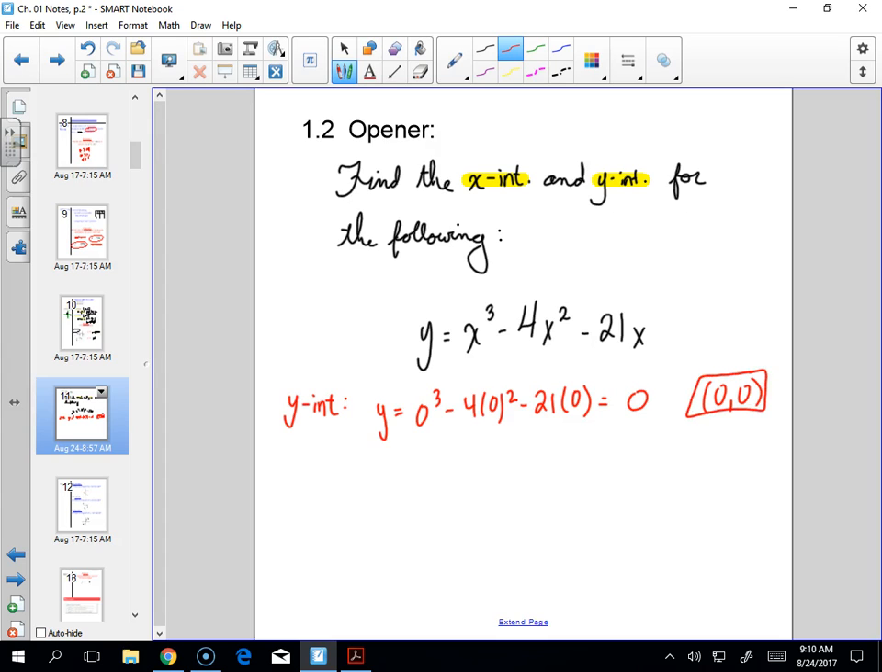The y-intercept, 0, 0. Following the y-intercept procedure, setting x equal to 0 and simplifying. X is 0. Automatically, we knew that. We plugged it in. Y is 0 is what we solved for. Y-intercept is done. What's our next job?